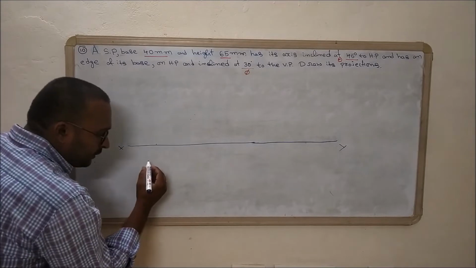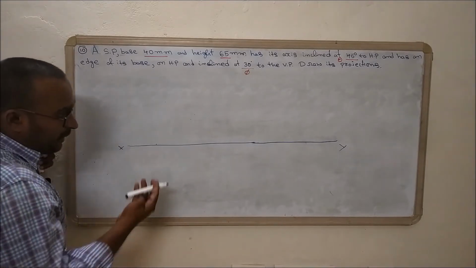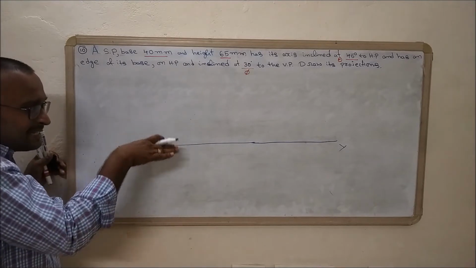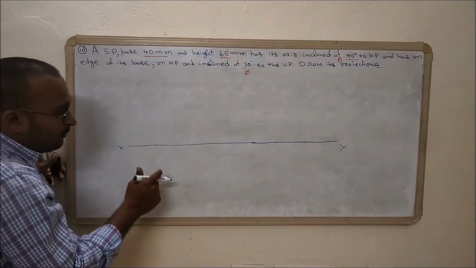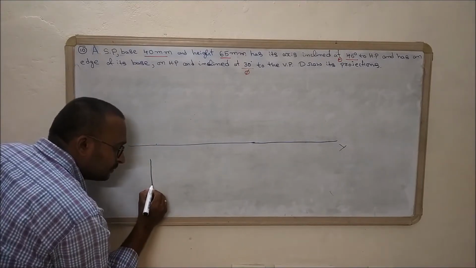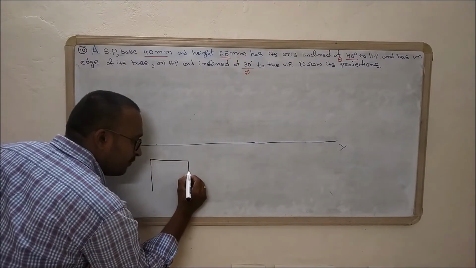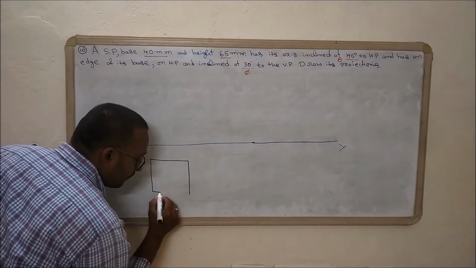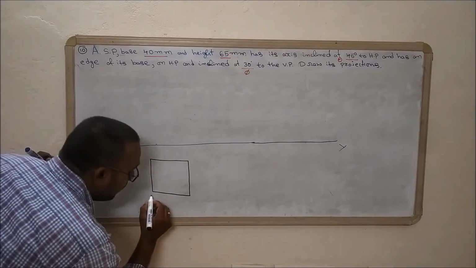Then we need to construct the top view, because in the simple position the axis is perpendicular to the HP and parallel to the VP. So initially we must start with a square of base, the square prism of base 40 mm.